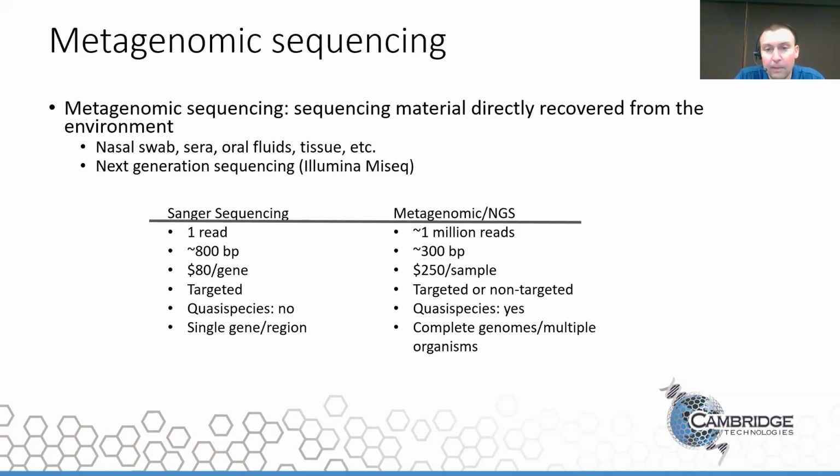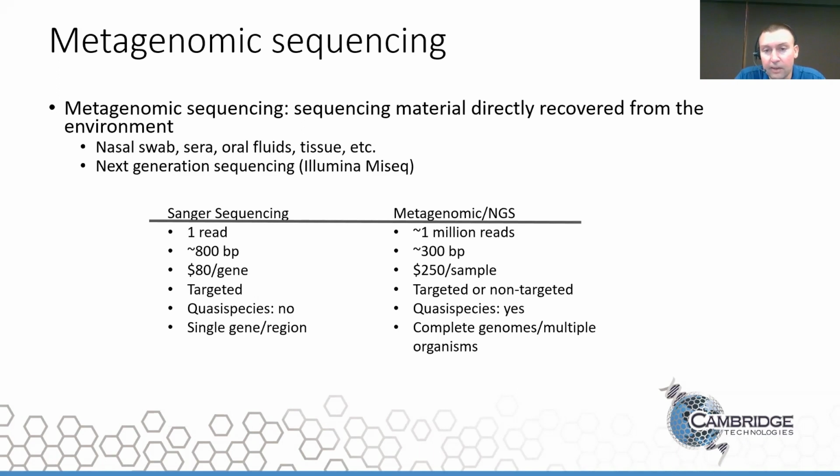And the real big benefit of this is that we can do this either targeted, looking for specific organisms, or non-targeted. And really the non-targeted approach is what we're going to talk about today, and how we use that. The other benefit is we can look for quasi-species. As we know, most viruses are a swarm of viruses. There's multiple different types in a sample, so we can look at all those different variants all at once.